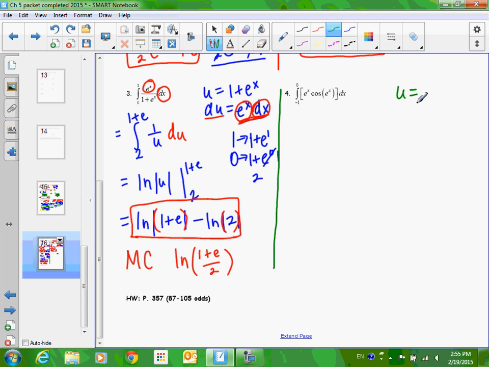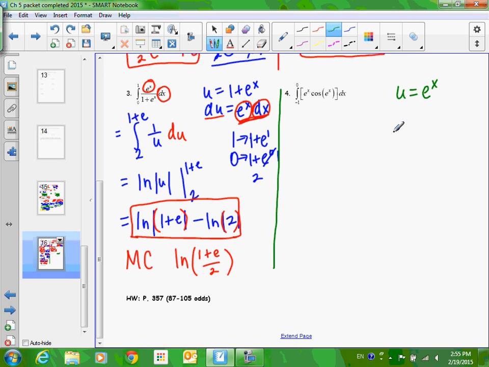Okay. Anybody feel brave? Feel confident? What did you let u equal? I said u is e to the x. Okay, e to the x. You can't let u be just x. But u could be e to the x.